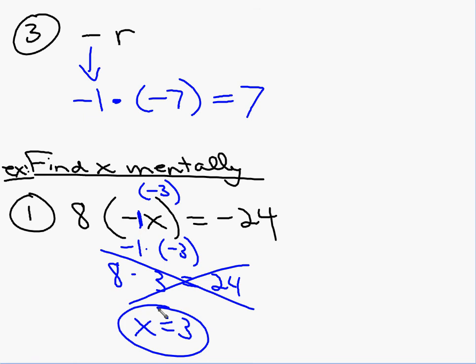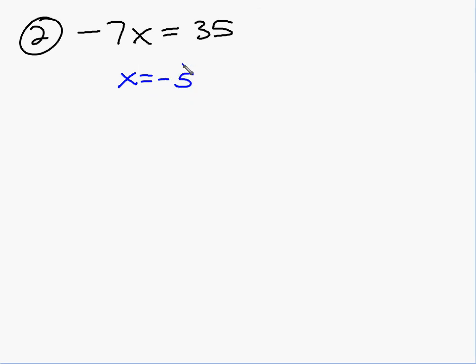Let's do one more of those, and then we'll stop for the day. Negative 7x equals 35. What would x have to be to make that true? This one's a little bit easier, isn't it? Just regular old negative 5. Okay? And we will stop there for today.